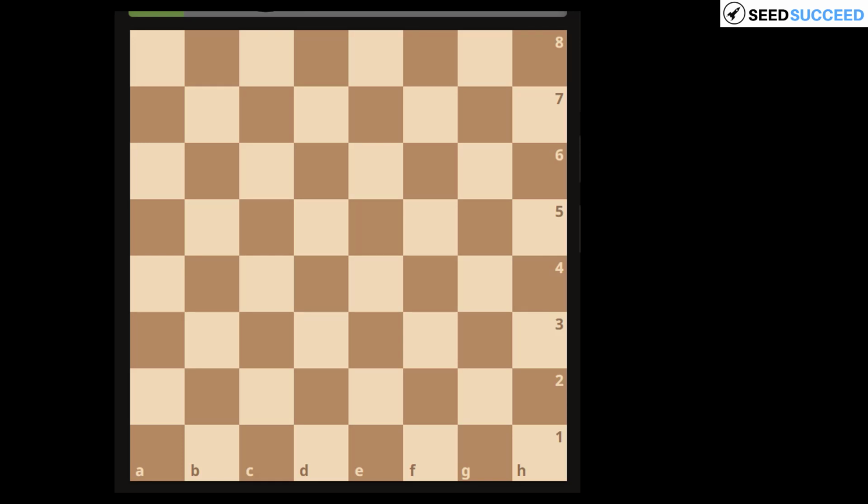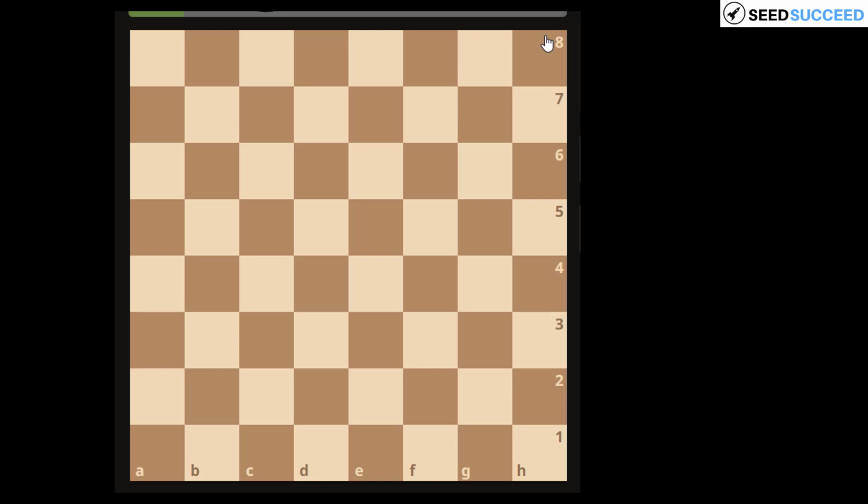Welcome. Let's look at how to annotate the chess moves today. This is the chessboard, and first let us understand this one is the first rank, this is the second rank, third rank, fourth rank, fifth rank, sixth rank, seventh rank and eighth rank. And similarly, this is A file, B file, C file, D file, E file, F file, G file and H file.